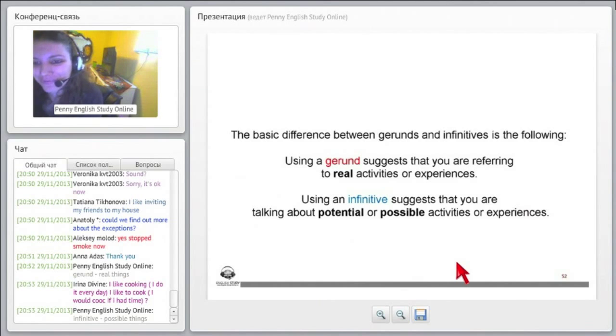Great example. Please try to find something similar to what Irina did. Use the same verb as a gerund and as an infinitive.